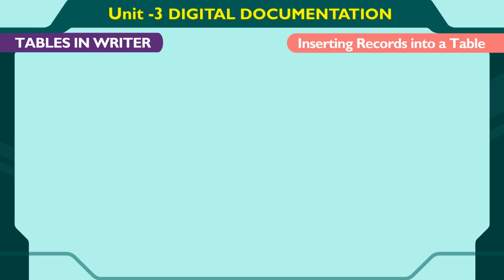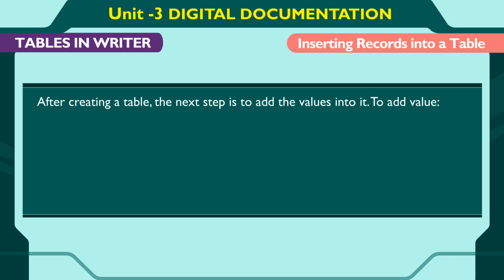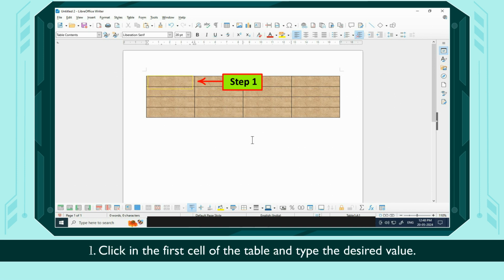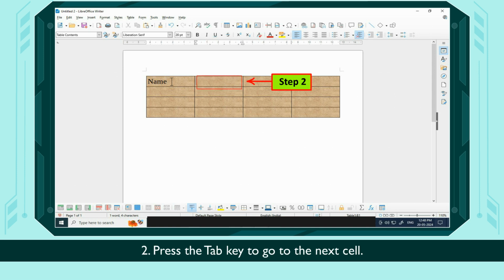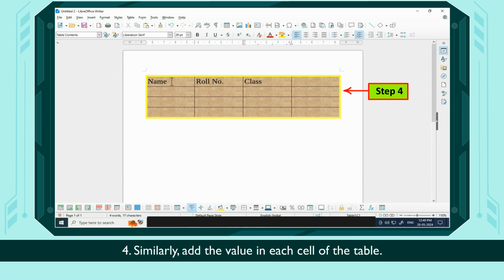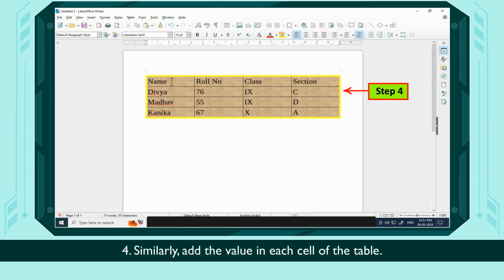Inserting records into a table. After creating a table, the next step is to add the value into it. To add value, 1. Click in the first cell of the table and type the desired value. 2. Press the Tab key to go to the next cell. 3. Type the desired value. 4. Similarly, add the value in each cell of the table.